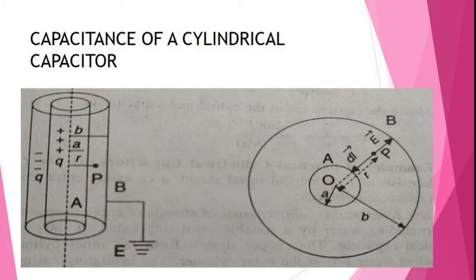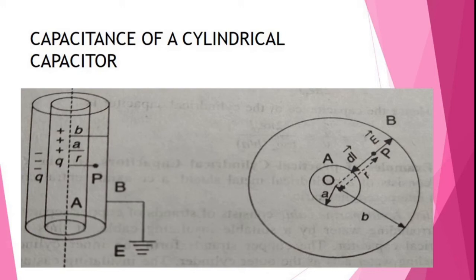Next, the capacitance of a cylindrical capacitor. So here we are having a cylindrical capacitor formed by two coaxial cylinders, A of radius small a and B with radius small b, and each coaxial cylinder is having length L. Now air is the medium between A and B. Here also the outer cylinder B is earthed.